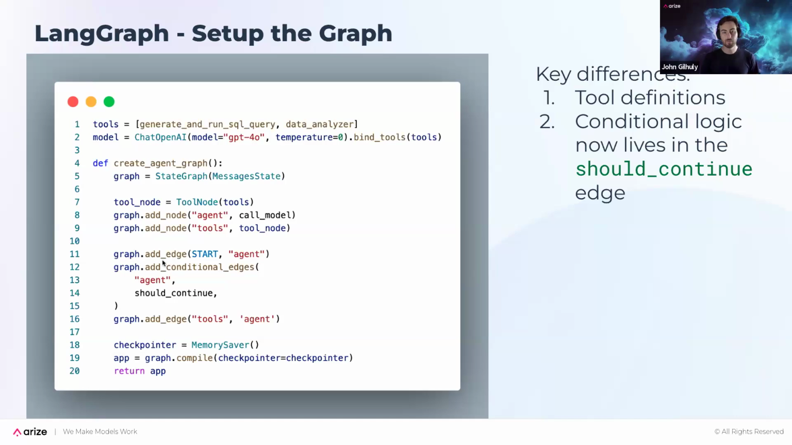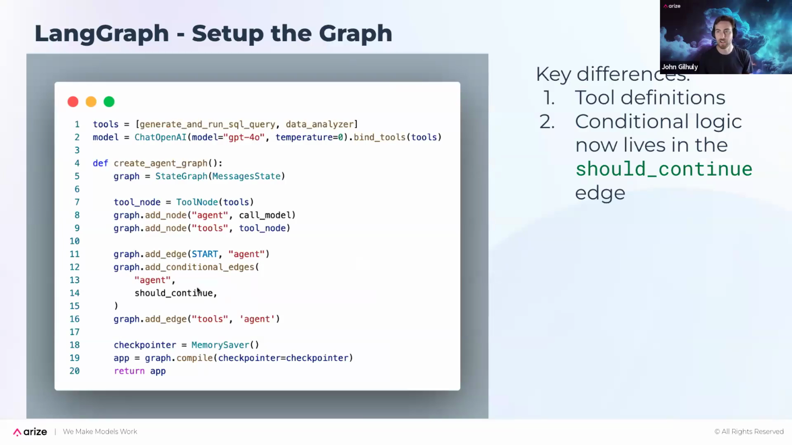And then we're going to define some edges between those. We're going to go from user input to our agent. And then we're going to define this conditional edge, which is another big difference that comes with LangGraph, where we're going to define basically this agent to should continue. And I'll show you what should continue looks like in a second.